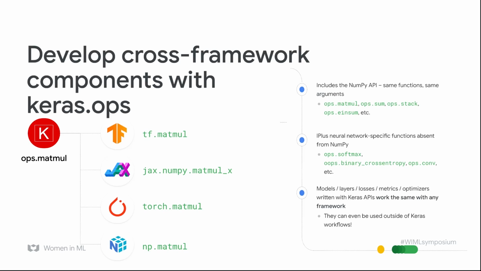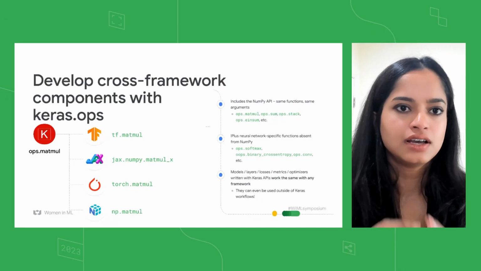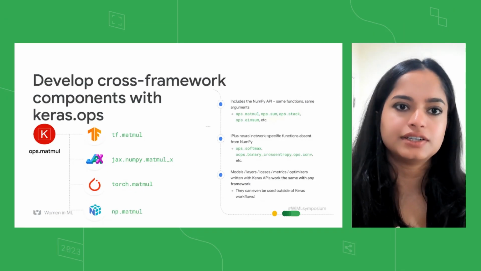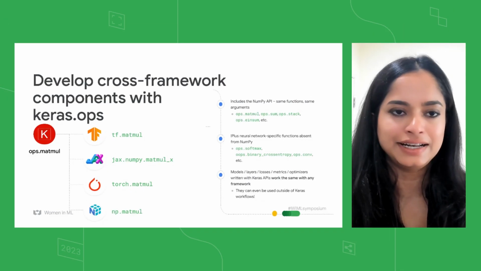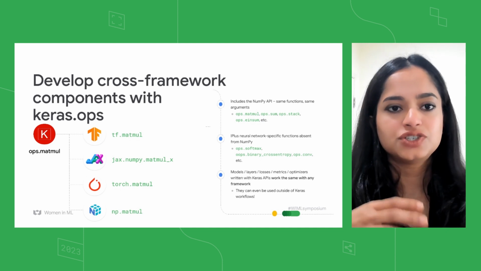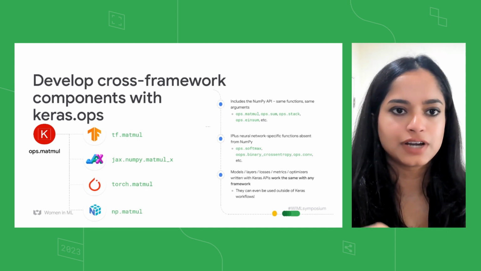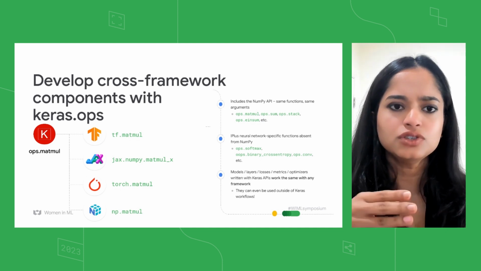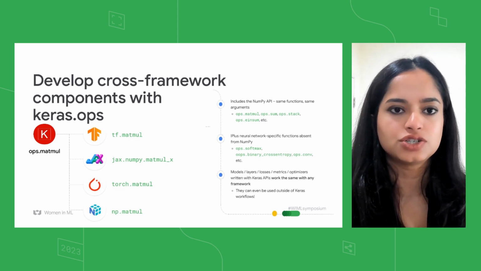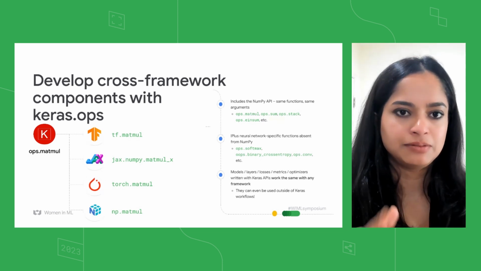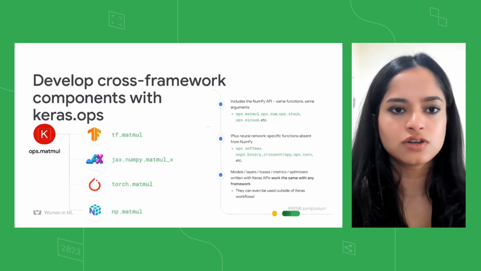So I want to talk about building custom components and layers in Keras. This is a significant enhancement in Keras where the creation of custom components and layers is streamlined through a standardized set of Keras operations. So the Keras Ops API basically ensures compatibility and implementation across all supported backends.